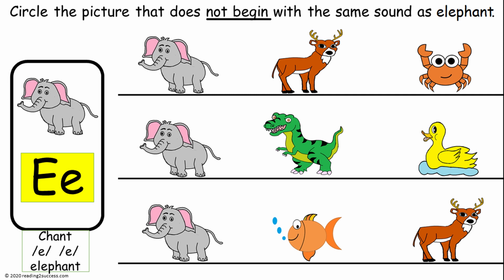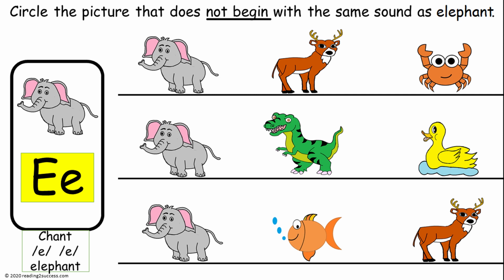Now we're ready for our sorting activity, but this one changes. We are not looking for the same sound. We want kids to circle the picture that does not begin with the same sound as elephant. So let's go through our pictures. In the first row, we have an elk and a crab. In our second row, we have a dinosaur, but it is not dinosaur. We're going to use the word extinct. Extinct. Animals that are no longer with us.